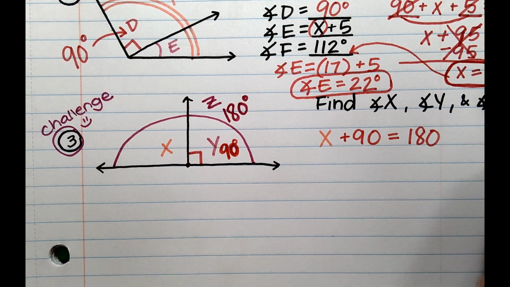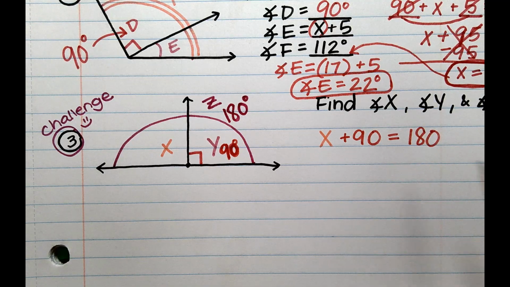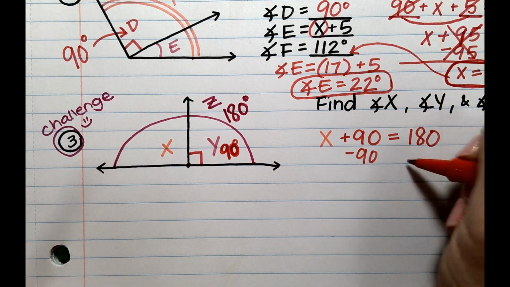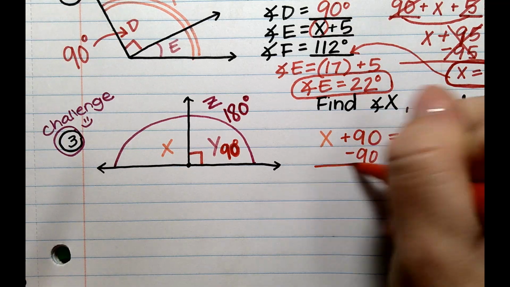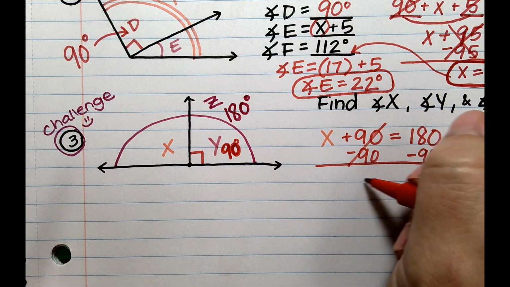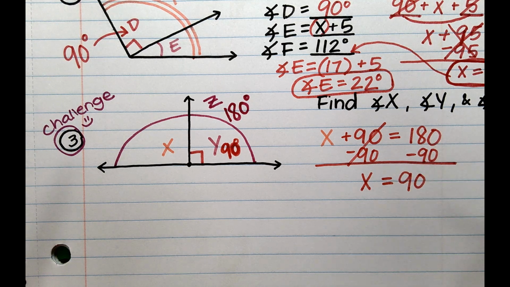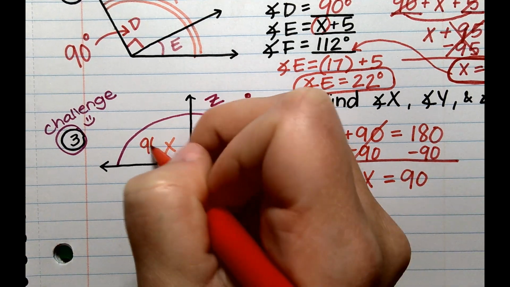Okay. Yeah, subtract 90. And X equals also 90. Look at that. Done.